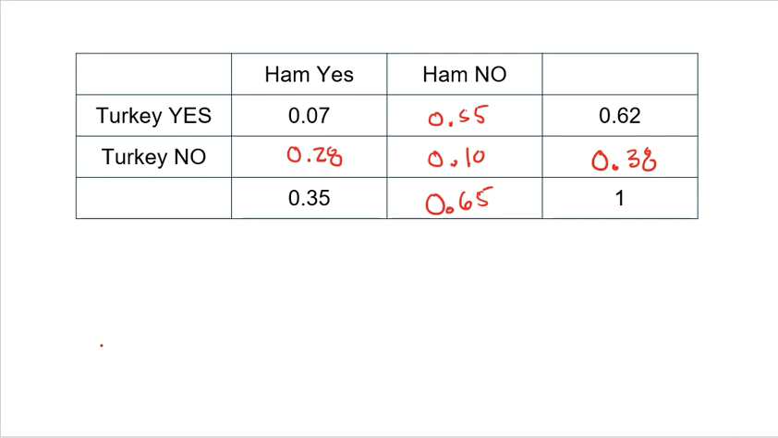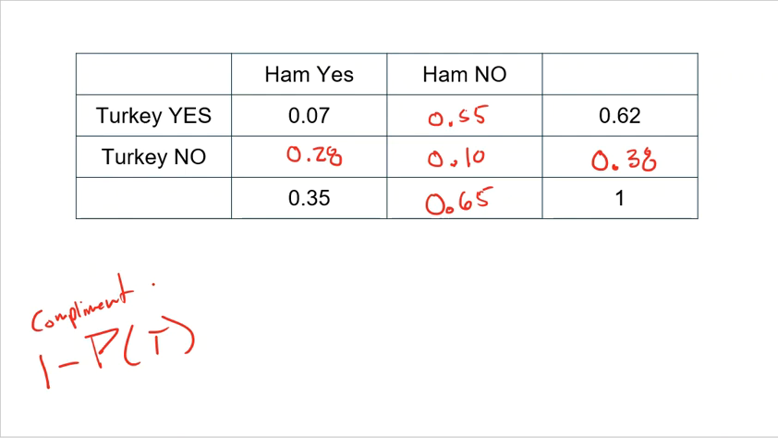So this actually leads me to a new rule. The opposite of an event is just one minus that event. So if you have the probability of turkey, one minus the probability of turkey would be the opposite, no turkey. We call that the complement. Not a big thing if you remember the word complement, but it's just the opposite. So if we're saying, hey, 62% of people have turkey, well then the complement would just be the opposite, one minus that, 38% do not.